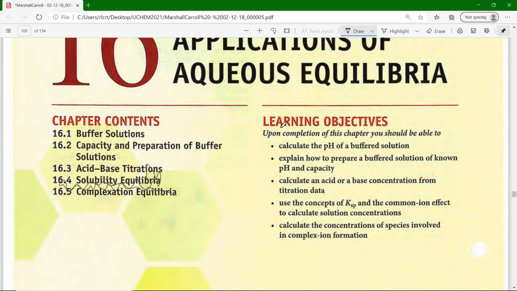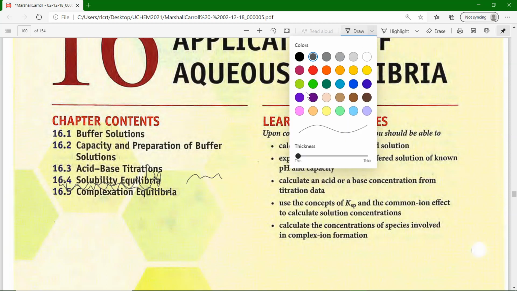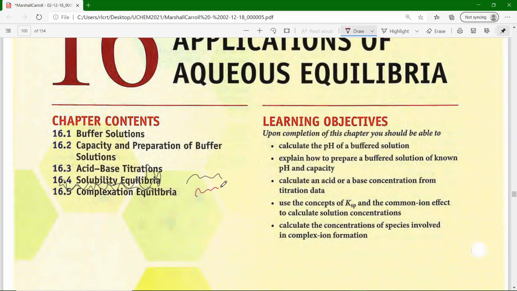Why did I choose this lousy color? I don't like that color. Let me go back to a nice, there, that's better.